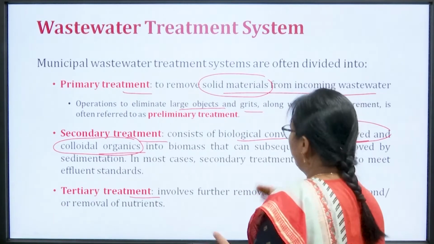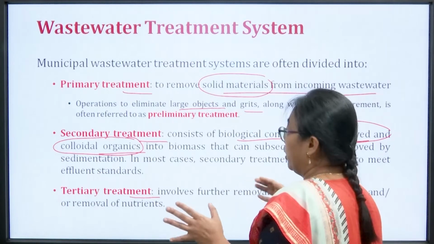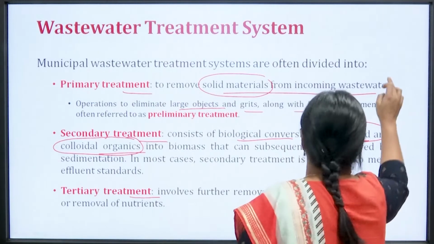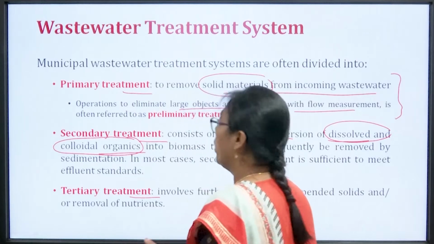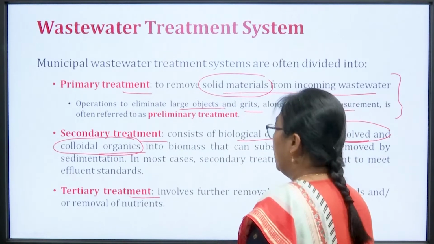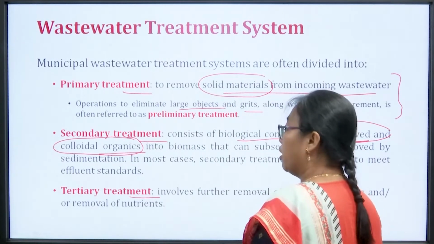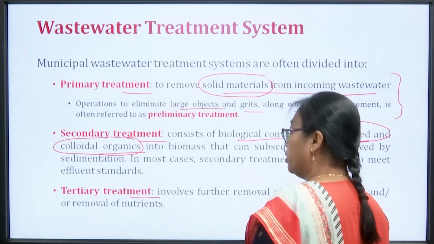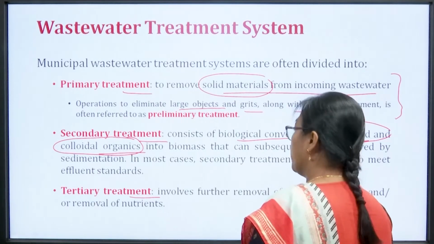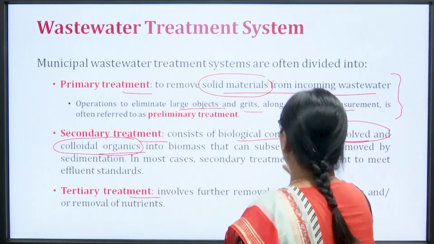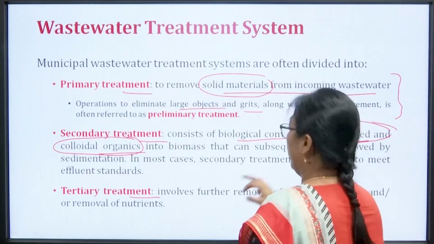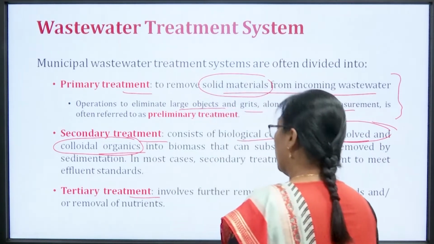In primary treatment you remove whatever can be removed, most of the time with a sedimentation tank and similar units. So, these generally go by physical processes, right. In secondary treatment, physicochemical processes are also possible, but nowadays most of the time we go for biological treatment. So, in secondary treatment what we are doing is biological conversion of dissolved and colloidal organics.